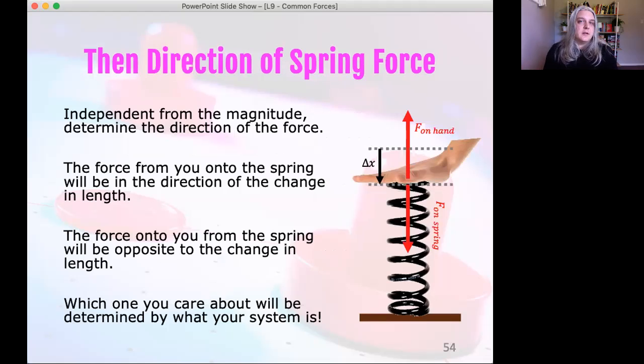So if the spring is our system, then the force is on the spring. Right? The force on the spring is from the person who's compressing it, and it's going to be in the direction of the compression or in the direction of the stretching. If the system is the thing that's doing the compressing, then the force is from the spring and it's going to be opposing that change in length. So the direction, you have to think about the physics of the system.